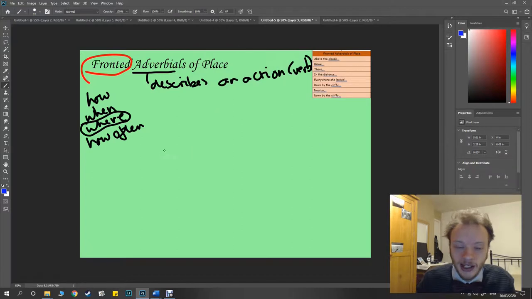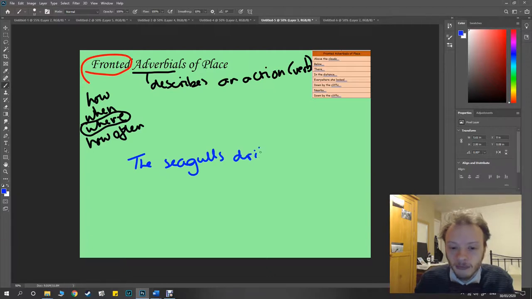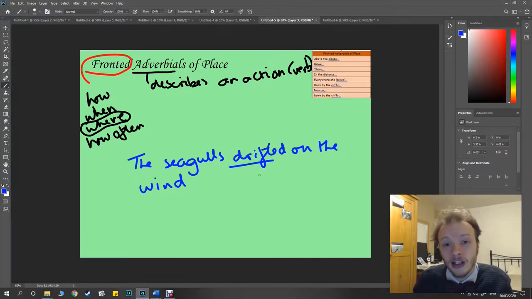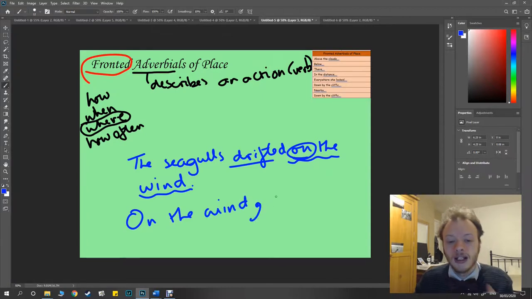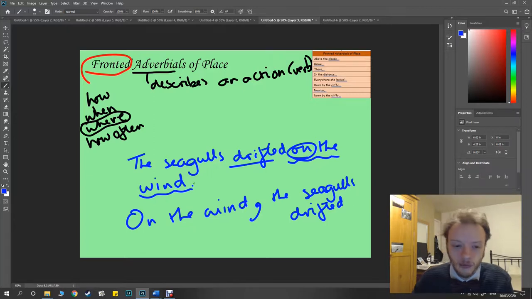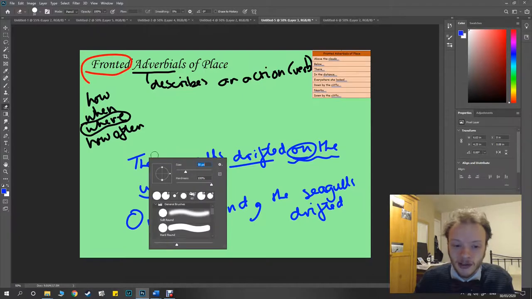Let's have a look. So I might have, as an example, the seagulls drifted on the wind. That's a prepositional phrase. The action here is drifted on the wind. You could argue that was a how: how did they drift? Well, they drifted on the wind. Possibly it's a where: where did they drift? On the wind. I think it's more of a how. I could easily move it to make it a fronted adverbial, where I take the adverbial phrase, which is on the wind, and I just put it at the front. So, on the wind, comma, the seagulls drifted. Nice and straightforward. That works with any of these phrases that we could think of to use.